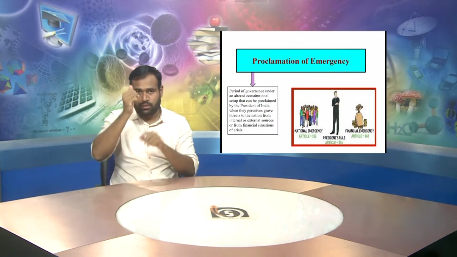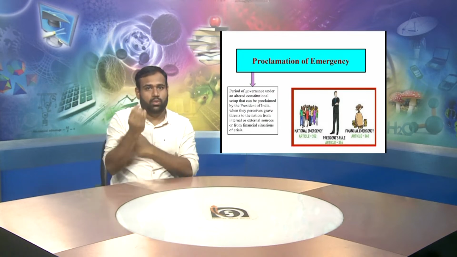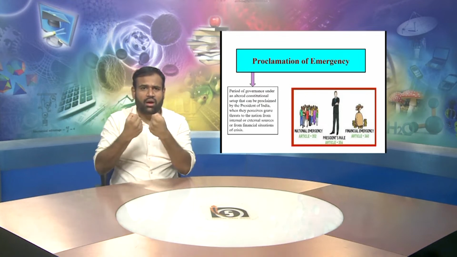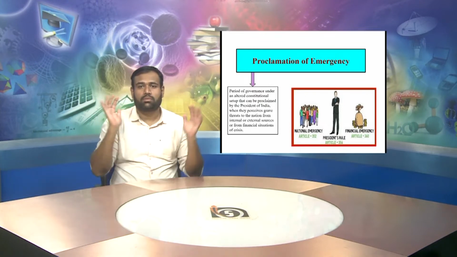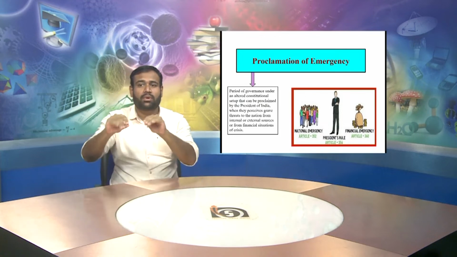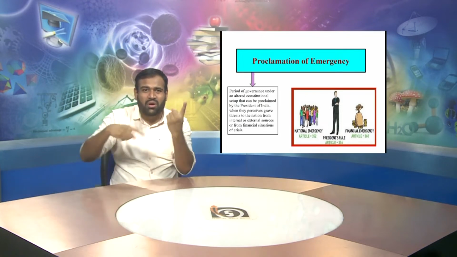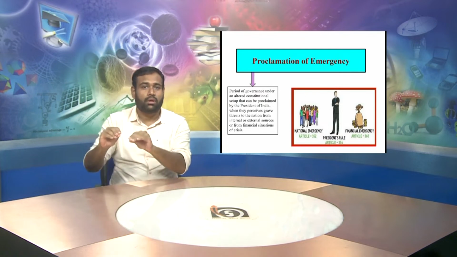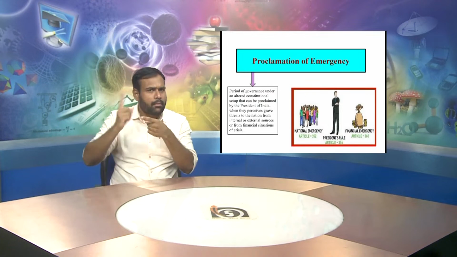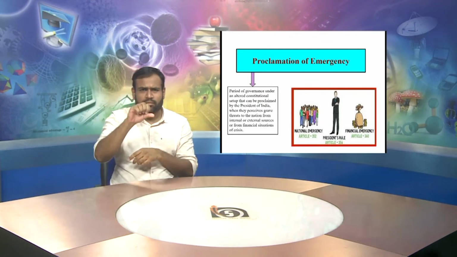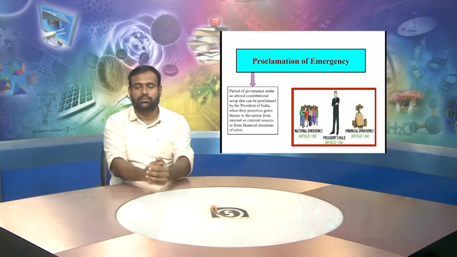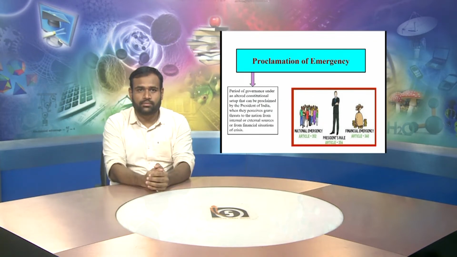This word is proclamation of emergency. Period of governance under an altered constitutional setup that can be proclaimed by the President of India when they perceive grave threats to the nation from internal or external sources or from financial situations of crisis. So these are the articles mentioned in our constitution so that whenever there is any emergency, all these can be followed.